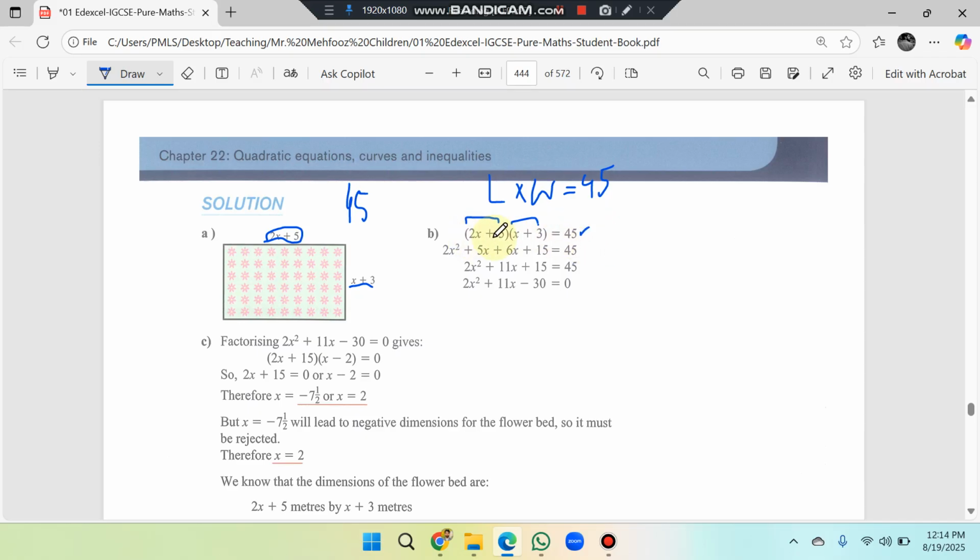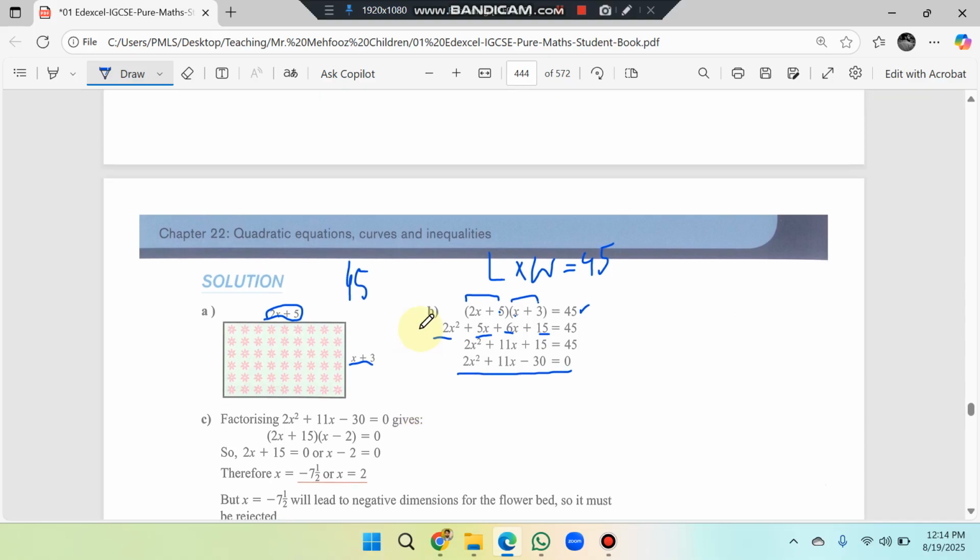So first of all, we have to multiply it. 2x multiplied by x, that is 2x squared. 2x multiplied by 3, that is simply 6x. 5 multiplied by x, that is 5x, and 5 multiplied by 3, that is 15, and equals 45. This 15 goes on the other side, or you can say that this 45 goes on the left side and subtracted from 15, and this 5x plus 6x gives us 11x. So your quadratic equation is 2x squared plus 11x minus 30 is equal to 0. This is your required quadratic equation.